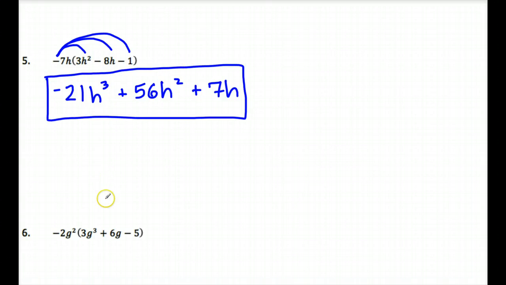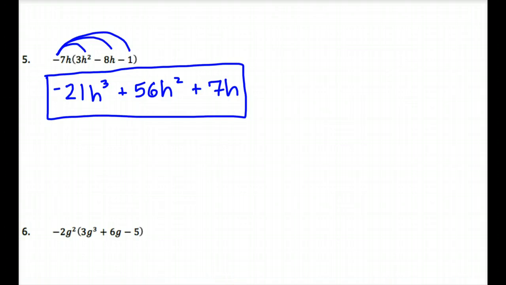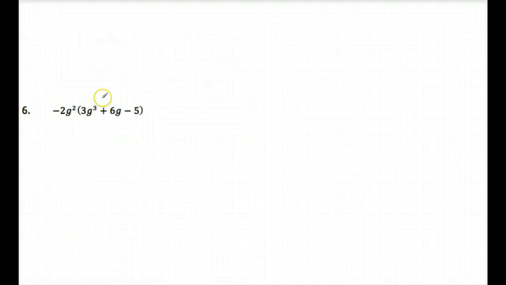Finally, for number 6, we're distributing negative 2g squared to the trinomial 3g cubed plus 6g minus 5. So negative 2g squared times 3g cubed, be careful here. The negative 2 and the 3, the whole numbers, multiply to get negative 6, but the exponents, g squared times g cubed, you add the exponents here. So that gives you negative 6g to the 5th power.